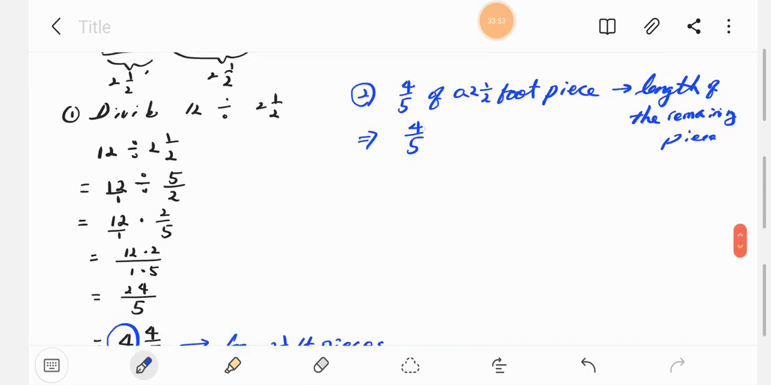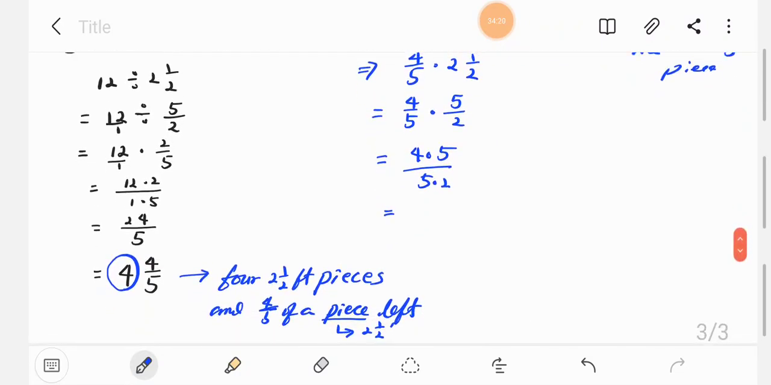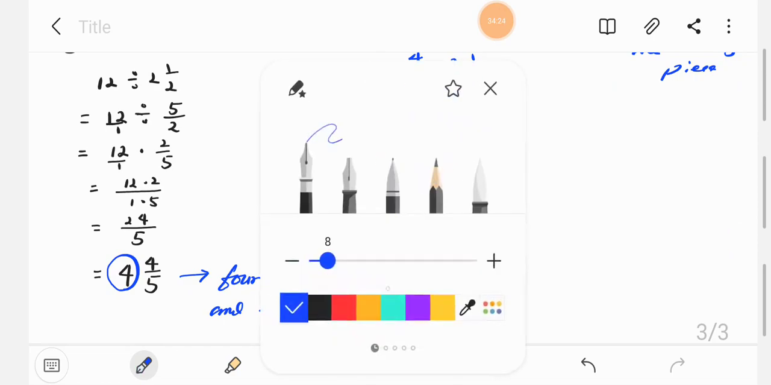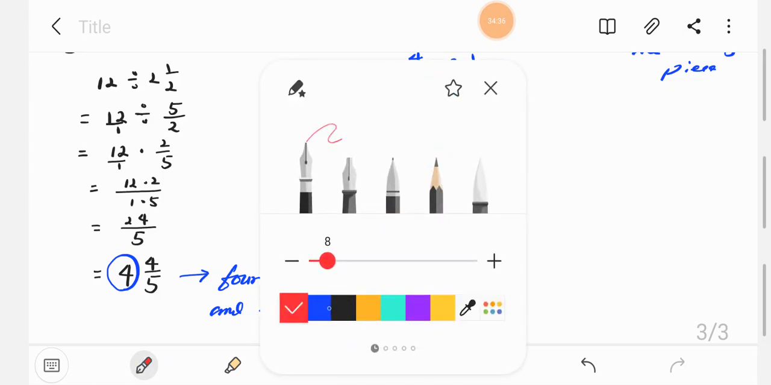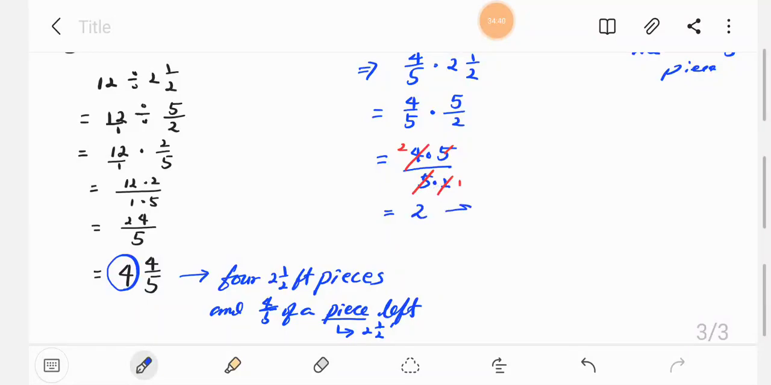All right, so 4/5 of 2.5 means multiply 4 over 5 by 2.5. So that is equal to 4 over 5 times, 2.5 is 2 times 2 is 4, 4 plus 1 is 5, over 2. And this is equal to 4 times 5 over 5 times 2. And then we can reduce because 4 can be divided by 2. 4 divided by 2 is 2, and 2 divided by 2 is 1. And 5 cancels out. So the result is 2. So the length of the remaining piece is 2 feet.